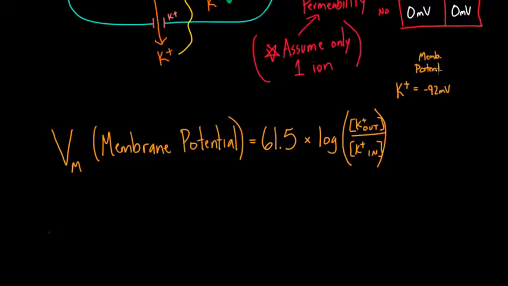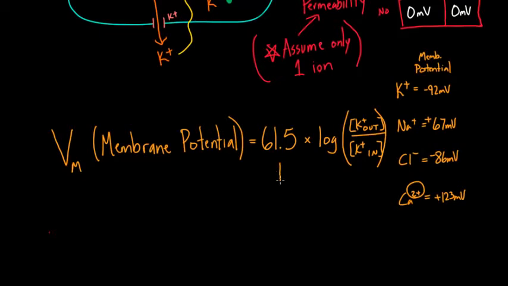And I can even walk through a few other key ones. So there's sodium, and let's do chloride and calcium. All of them have the same kind of formula. You just take their concentrations on the inside and outside and plug them into the formula, and you get positive 67 for sodium. You get negative 86 for chloride, and you get positive 123 for calcium. Now keep in mind calcium has a 2+ charge. So for calcium, this 61.5 actually gets changed to 30.75. That's rounded off, but that's because of the 2 positive charge.